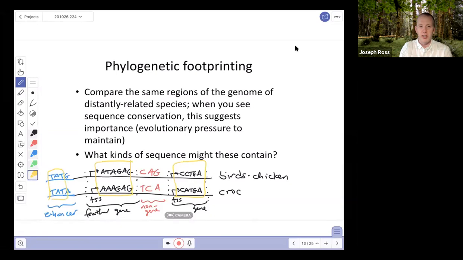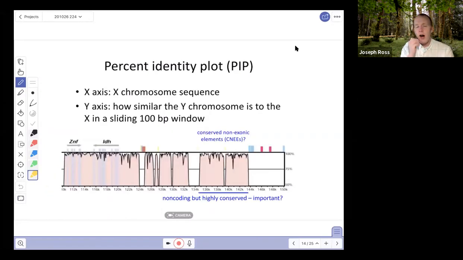Simple. I've already drawn it here. You line up the sequences of two chromosomes, the same part of the same chromosome, and you look for regions of the chromosome that have similar sequences that are not in genes. Those alignments are often used to produce percent identity plots. This is also called a VISTA plot. We've seen these in previous videos, unless this is the first video you're watching, in which case, welcome.